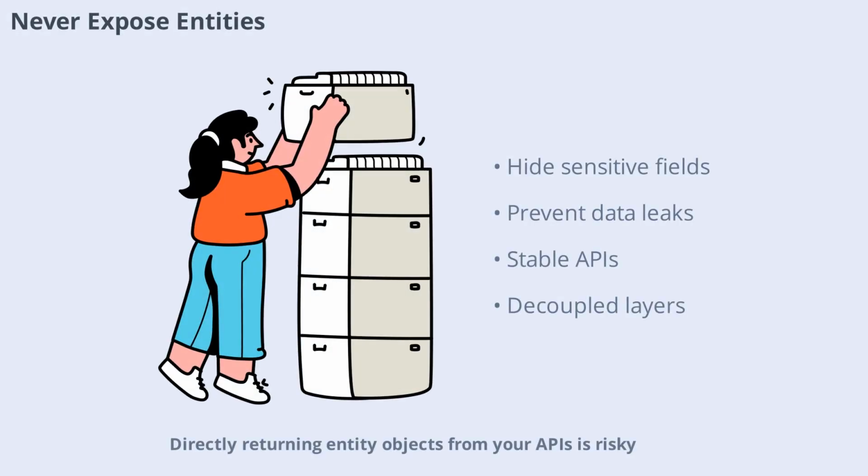Directly returning entity objects from your APIs is risky. Entities are meant for the database layer, while APIs serve the client layer. Mixing these can lead to accidental data exposure in tightly coupled systems. Instead, use data transfer objects (DTOs) to control exactly what data is sent to the client, hiding sensitive fields and keeping your API stable even if your database changes.